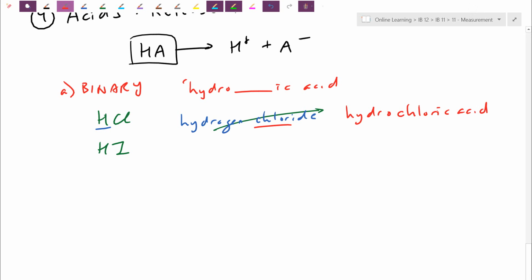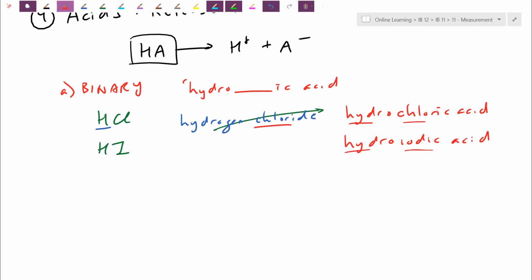So HCl. HI, we would have called it hydrogen iodide. We're going to then switch it over to hydro. Sounds funny, but hydroiodic acid. So hydro for the hydrogen bit, and the nonmetal is just given by that blank there. So if it is an acid, you have to convert it to the acid name. It's incorrect if you just leave it hydrogen chloride, hydrogen iodide.